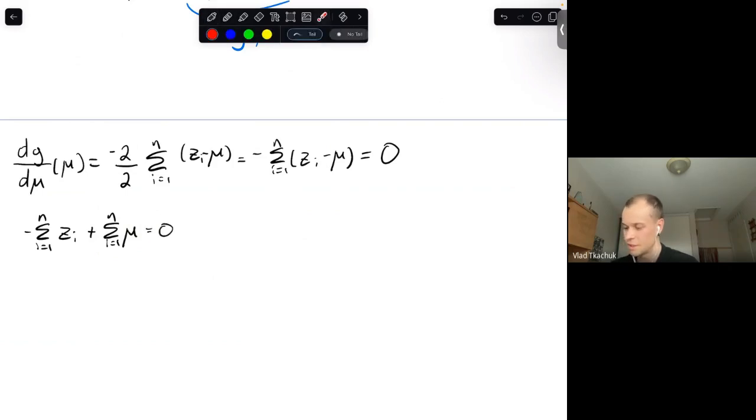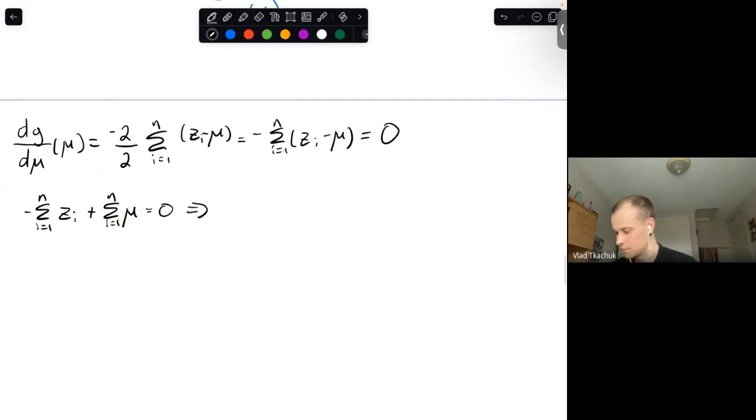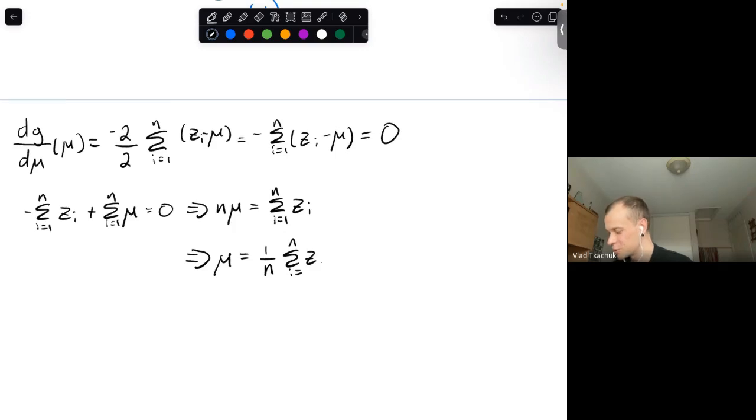So what I do is I take this term to the right-hand side to make it positive, replace this sum with n, and I get n times mu is equal to the sum from i equals 1 to n of z_i. And finally, solving for mu, I get mu equals 1 over n times that sum, and this is a really familiar, pleasant formula, what you would expect: it's the sample mean of your data. And what is this thing? This is the mean of your normal distribution.